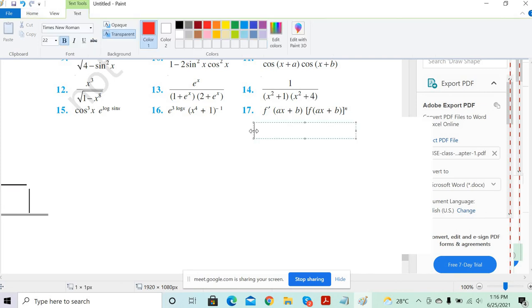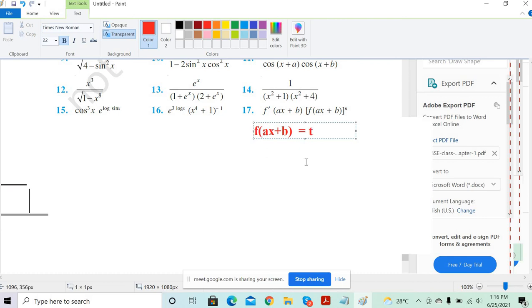So here, f of ax plus b. Now, this is the some function, a function which has the input as ax plus b. Function in terms of ax plus b. Correct? We'll assume this function as t. Is it okay?